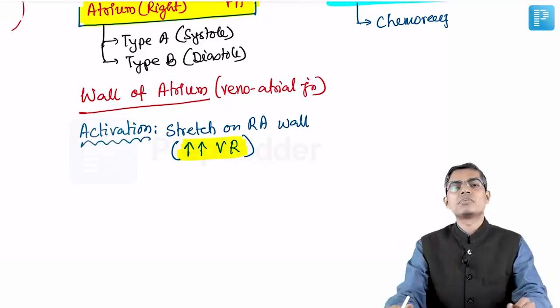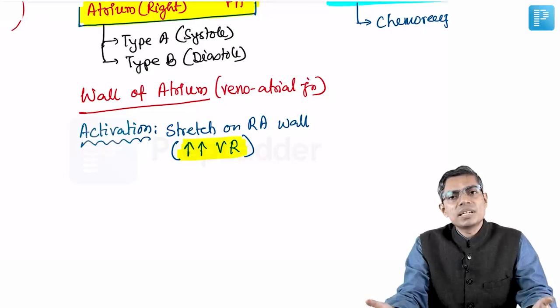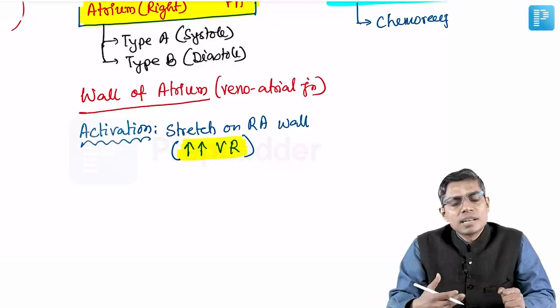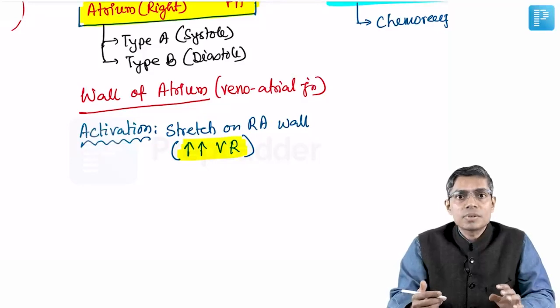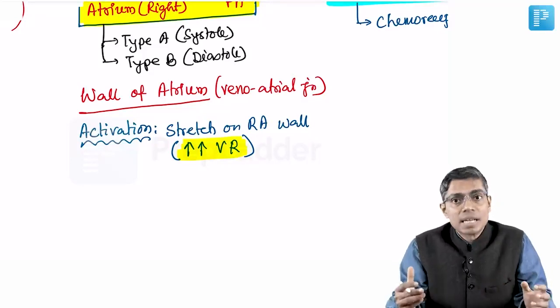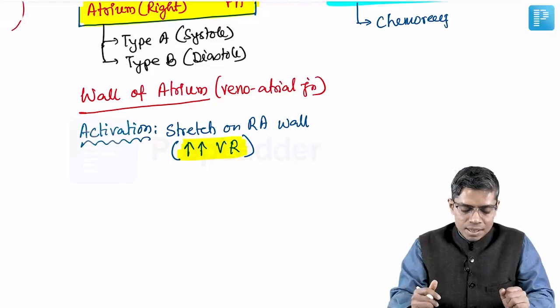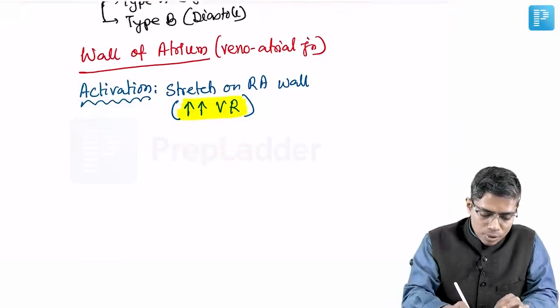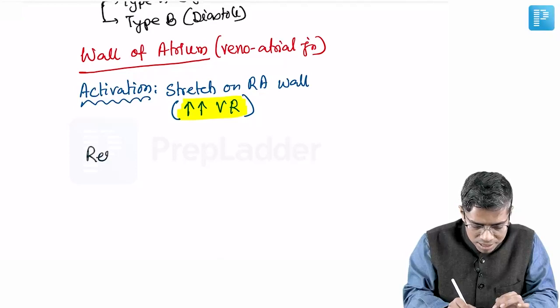Suppose you have given a certain amount of normal saline to the person, again the volume will be raised and the venous return will be high, and this receptor will be activated. That's why these are known as low pressure baroreceptors. They are volume receptors rather than mechanoreceptors. Getting my point? Right. Now if this receptor is active, what is the response?